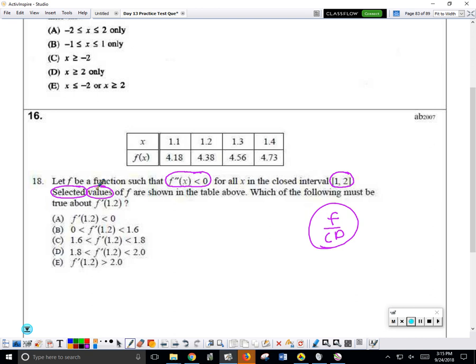Just like the F prime of 1.2. Yeah, that's really the question, right? What's true about that? So what does that mean? Somebody else? You have to figure out which F prime based on the F graph. Oh, well said. They gave you a bunch of points on F. You want to know something about F prime of 1.2. Therefore, you must know the meaning of F prime of 1.2 in English. So what does F prime of 1.2 mean in English?